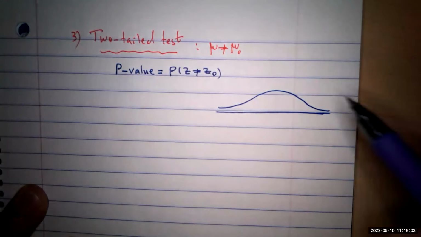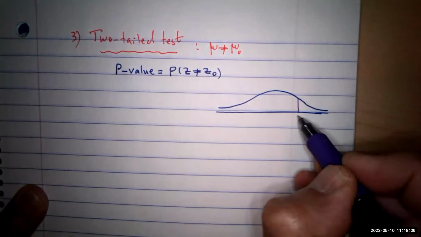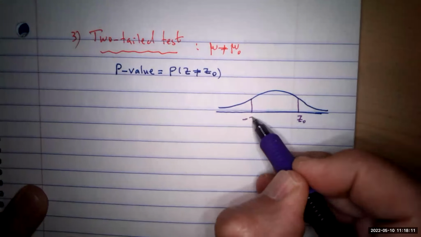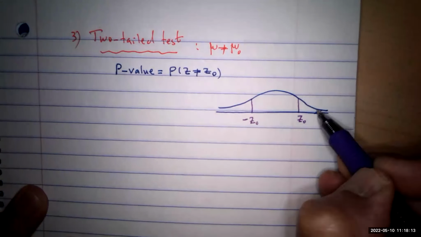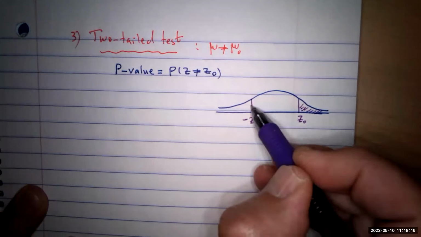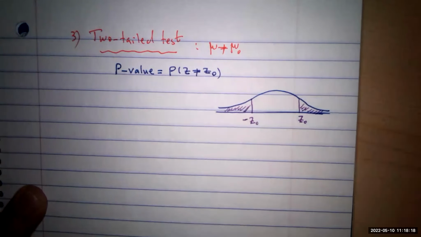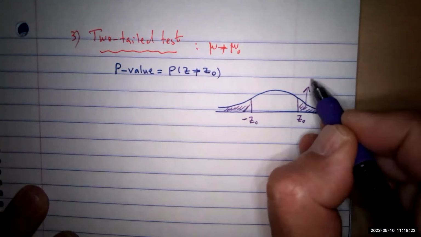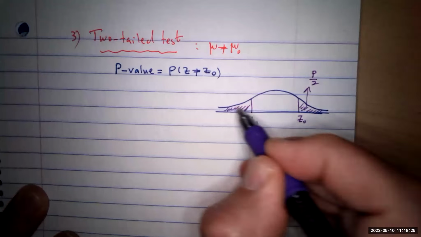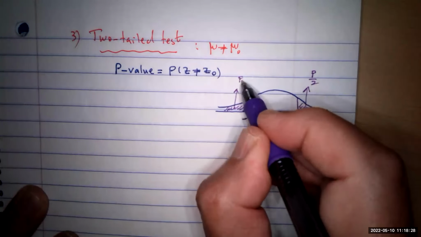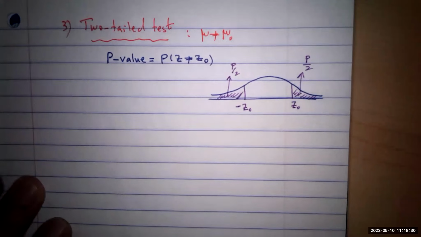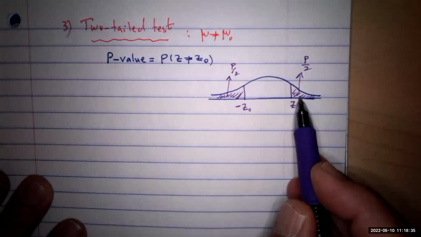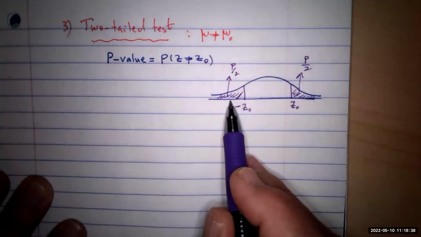Not equal to, you have this z naught, and then the alternative here is going to be negative z naught. So you have to find this area and this area. This would be half of the p-value, and this is going to be another half of the p-value. So you have two choices. You may find this one multiplied by 2, or you may find this one multiplied by 2, depending on the problem.